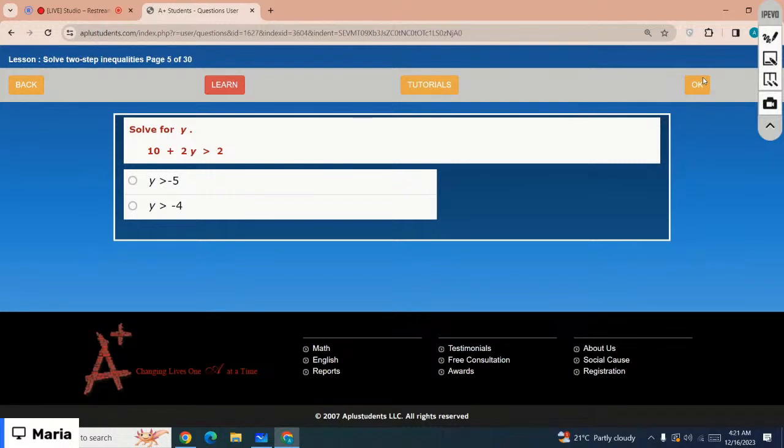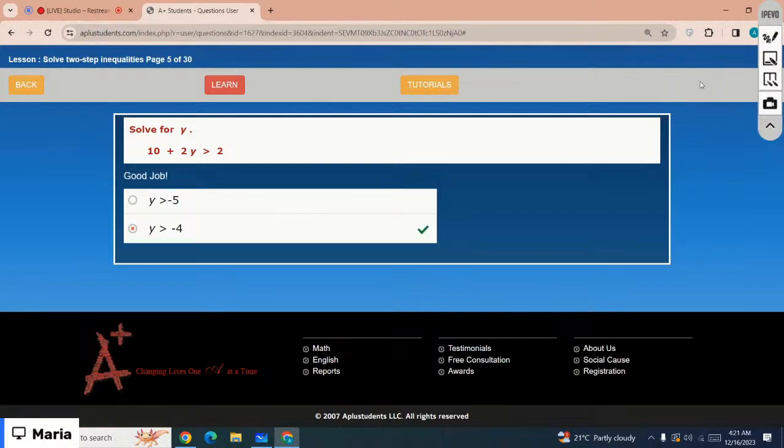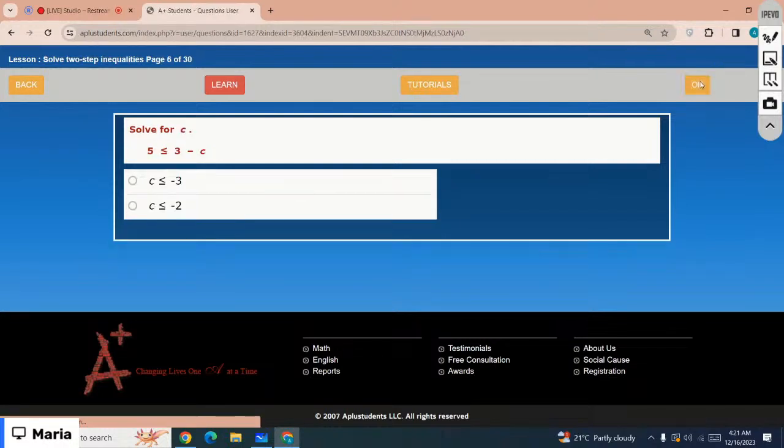Yes, which is the solution? Why is no one answering? That is y is greater than negative 4 is the solution of the inequality, right? Okay, the next one is solve for c. 5 is less than or equal to 3 minus c. So which is the correct option?